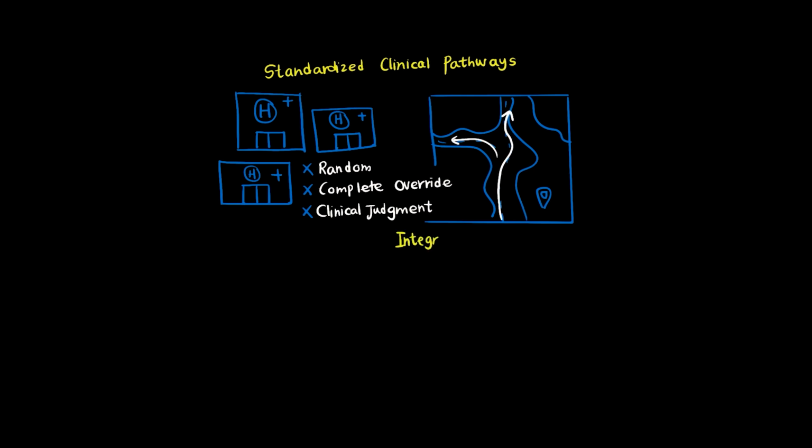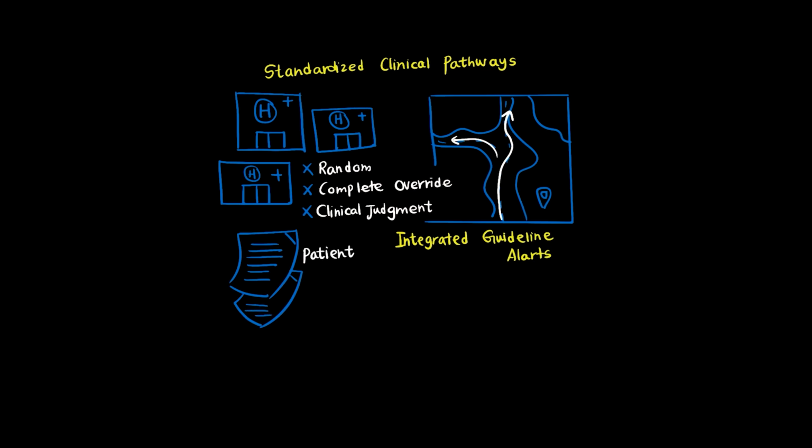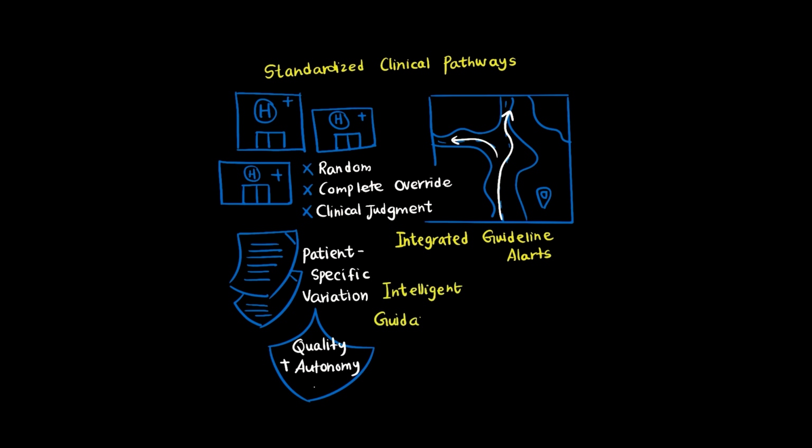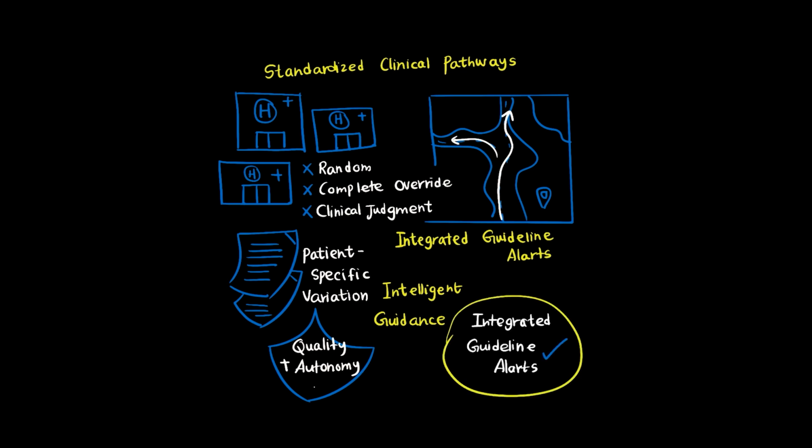When a pneumonia patient arrives, alerts prompt the evidence-based pathway, specific antibiotics, timing, dosages. But if the patient has allergies or complications, providers can vary treatment with documented reasons. This ensures baseline quality while preserving clinical autonomy. It's not rigid protocol enforcement. It's intelligent guidance that improves outcomes while respecting physician expertise. Consistency without tyranny.